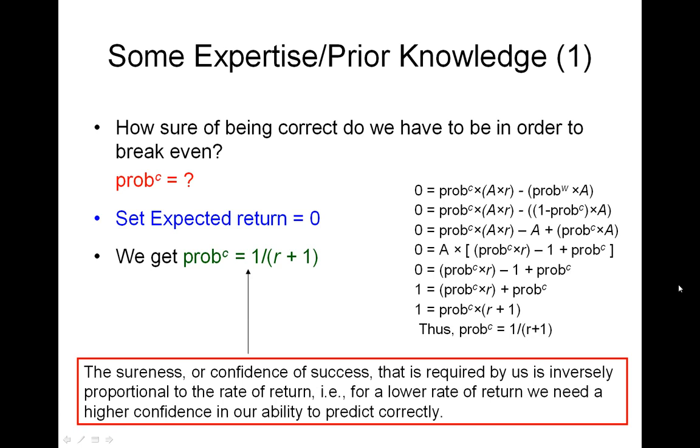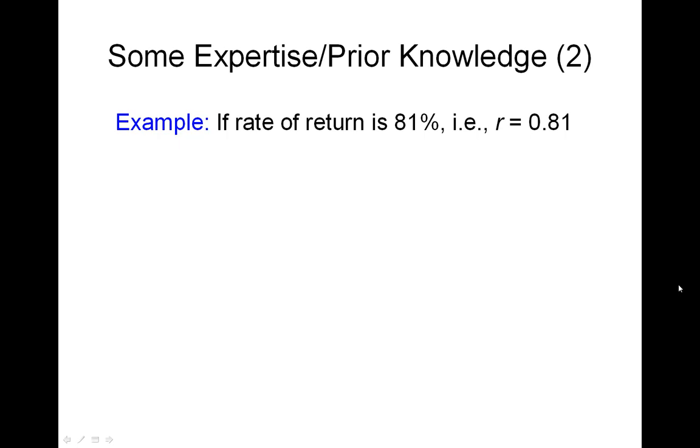Now what that means is that the lower the rate of return, and 67% for example is less than 81%, the higher confidence we need to have in our being correct, in our ability to make the right choice, just in order to break even.